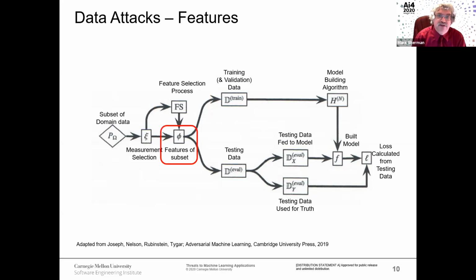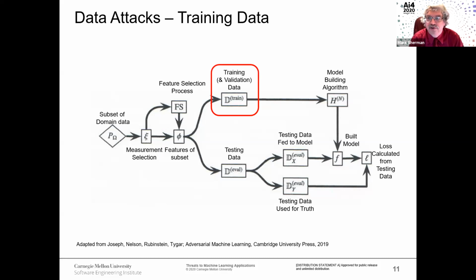And that, of course, leads into the features of the subset. Having picked what you want, you then have to calculate what that is from the actual measurements. If that gets subverted, then although you might have legitimate measurements, you'll wind up with illegitimate features. And there's a whole large body of science as to how you go about picking those features.